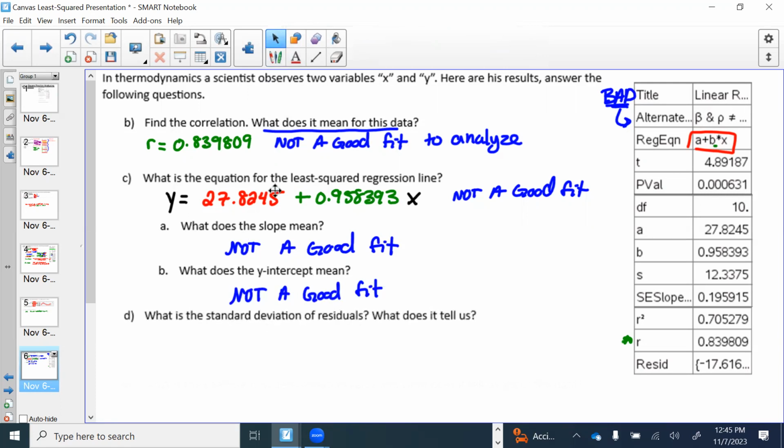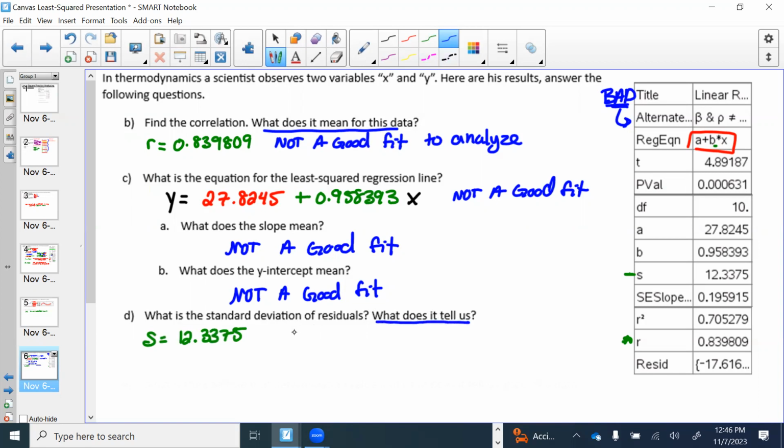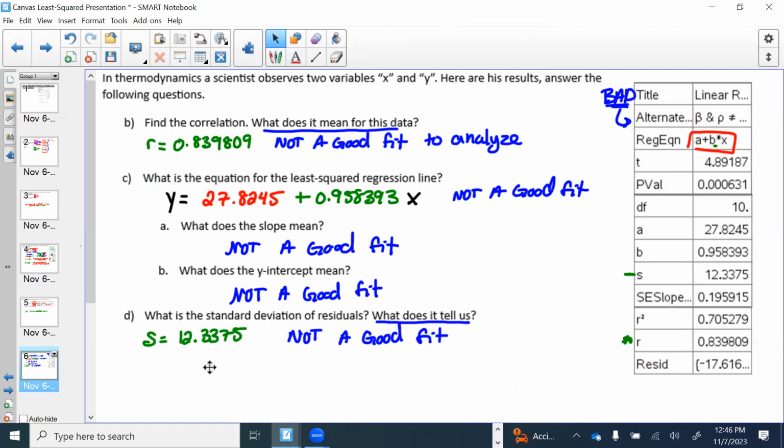Again, what is the standard deviation? Well, I can tell you what it is. That's the S. It'll give me a value. It's 12.3375. But the minute it says, now tell me what it means or any of that stuff, it's not a good fit. I can't answer any analyzing questions because I shouldn't be using a line. And this table is all about lines. That's the information that we will be given.